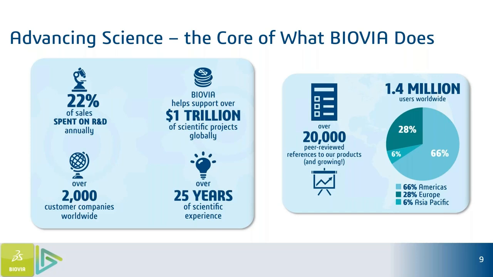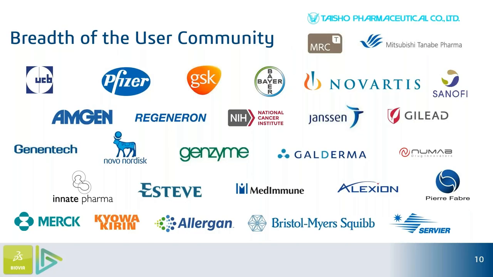BIOVIA worldwide users are huge and still growing. We have 1.4 million users worldwide and over 2,000 companies that use BIOVIA solutions, and over 20,000 peer-reviewed references to our products. All these numbers are increasing each year mainly because of the mature science that we provide in our solutions, with over 25 years of scientific experience. This is just some of the companies that use BIOVIA solutions. We have big companies like Pfizer, Amgen, Merck, Sanofi, and many other pharmaceutical and biotechnology companies.